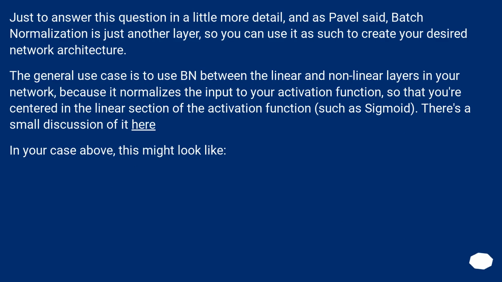Just to answer this question in a little more detail, and as Pavel said, batch normalization is just another layer, so you can use it as such to create your desired network architecture. The general use case is to use BN between the linear and nonlinear layers in your network, because it normalizes the input to your activation function, so that you are centered in the linear section of the activation function, such as sigmoid. There's a small discussion of it here.